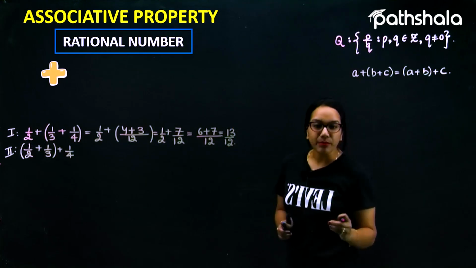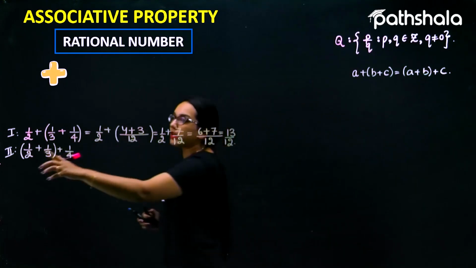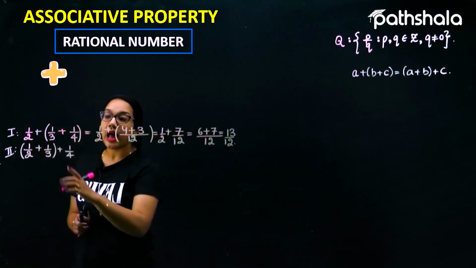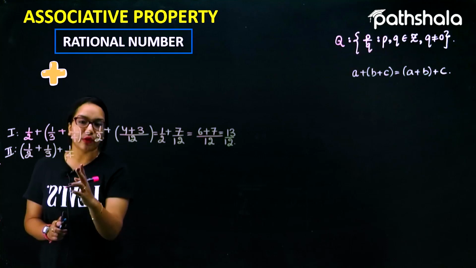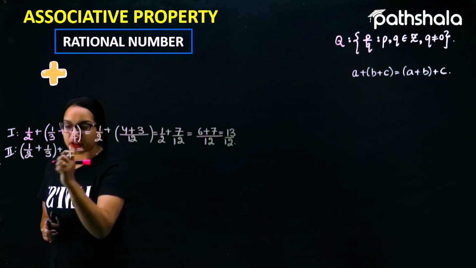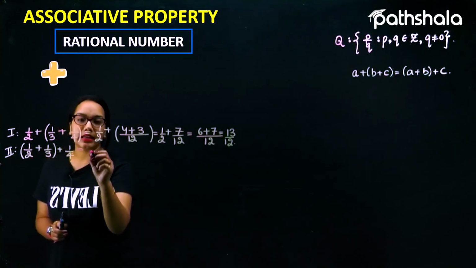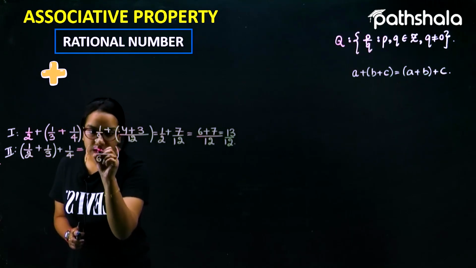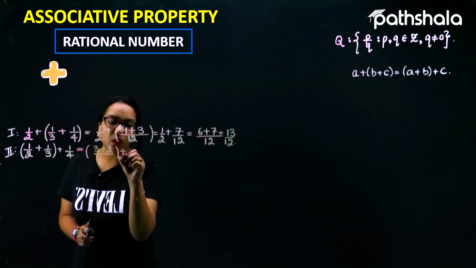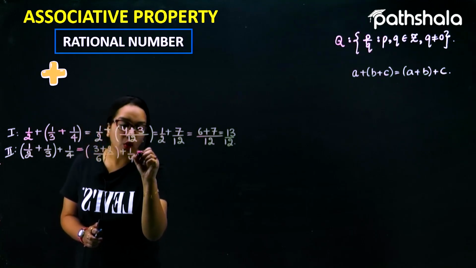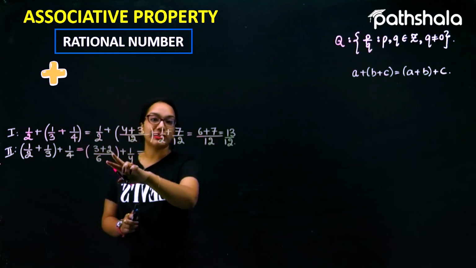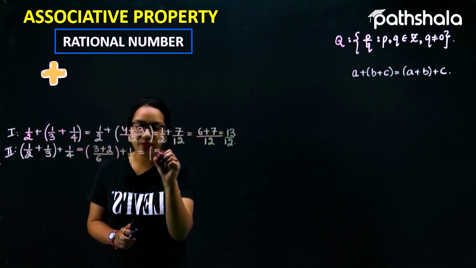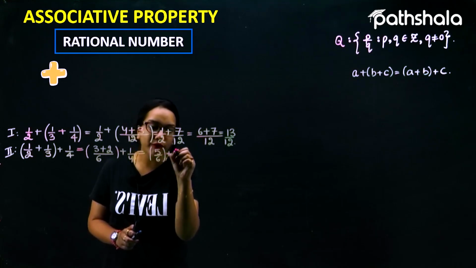On the same note, we'll solve the second case in which half plus 1 by 3 are in the first bracket and 1 by 4 is outside of it. So let's just solve this. First of all, half plus 1 by 3. The LCM of 2 and 3 is 6. So this is 3 plus 2, plus 1 by 4. Let's solve the fraction in the bracket first. 3 plus 2 is 5. So this is 5 by 6 plus 1 by 4.